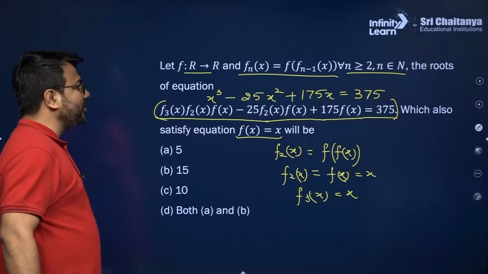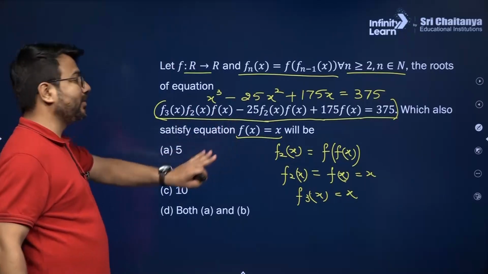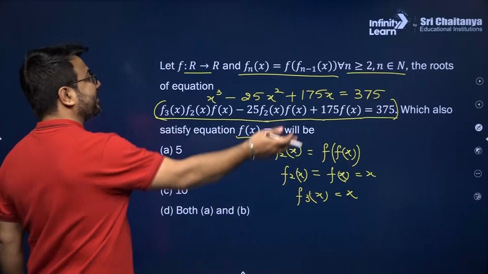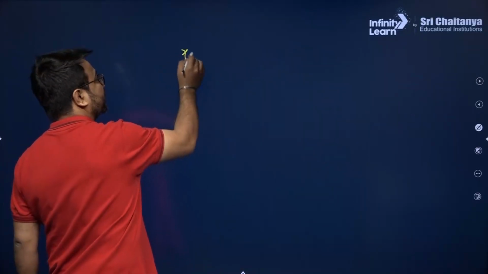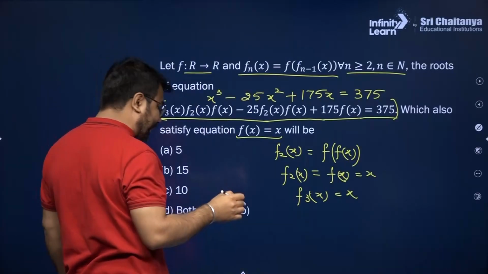Now what we need to do is find the solution of this particular cubic polynomial. I am taking all the terms to one side: x cube minus 25x square.